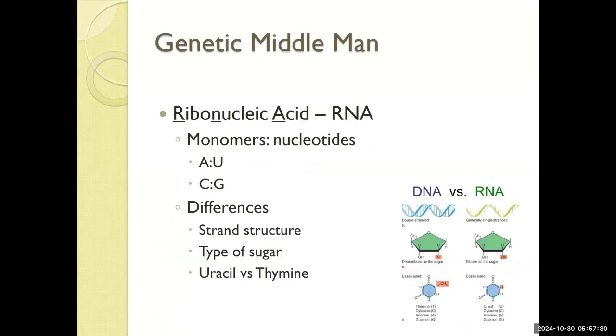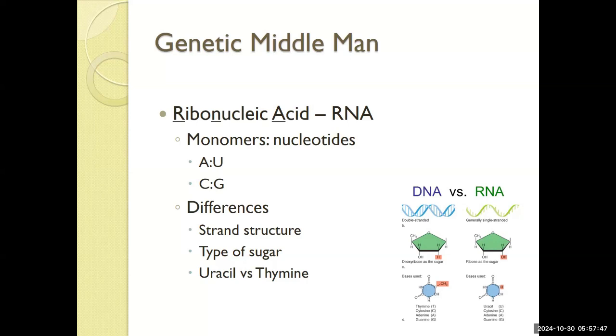This middleman is ribonucleic acid, or RNA. The monomers for RNA are very similar to DNA. They're nucleotides: adenine, cytosine, guanine. The big difference here, though, is we use uracil instead of thymine.